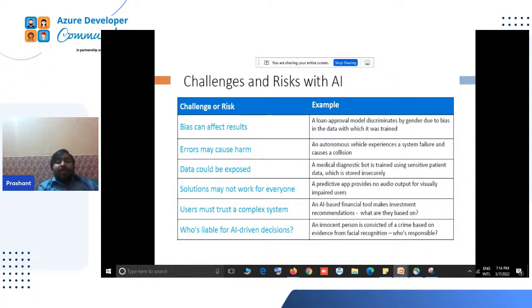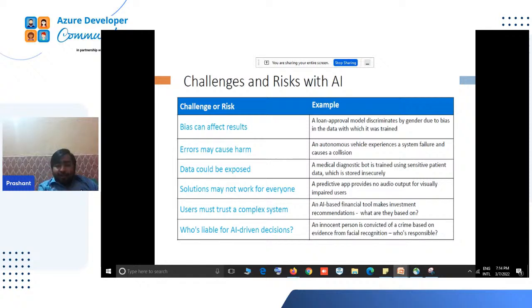For example, there can be bias. Whatever model we are creating, the data can have bias, or our approach can have a bias. So we need to see that no bias creeps in purely by the nature of the data that we are using to train our model.